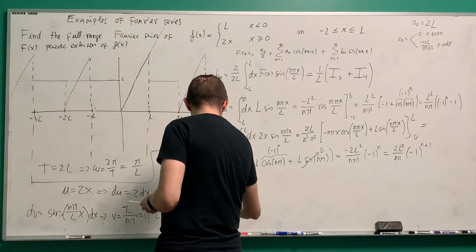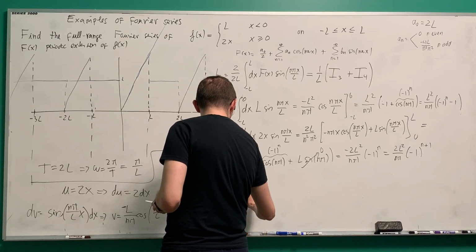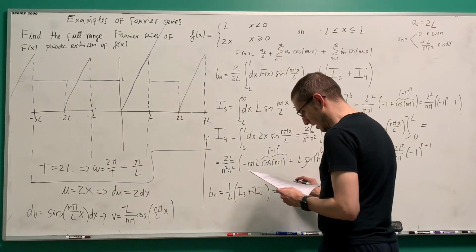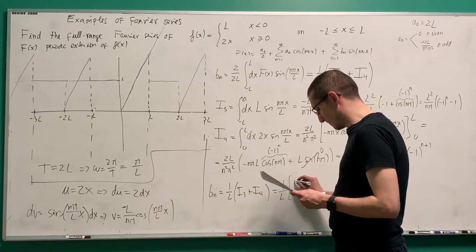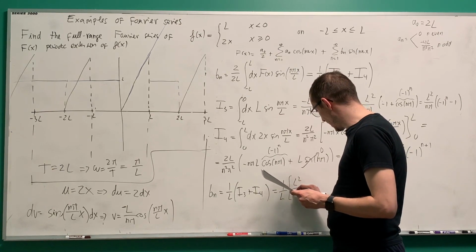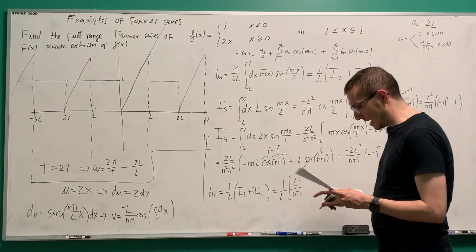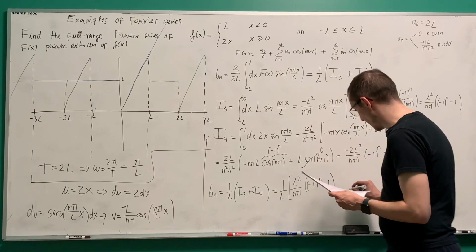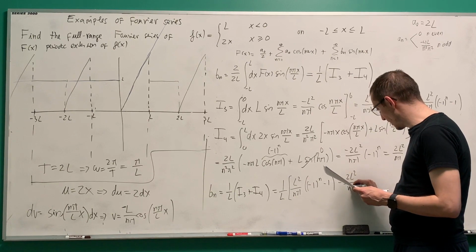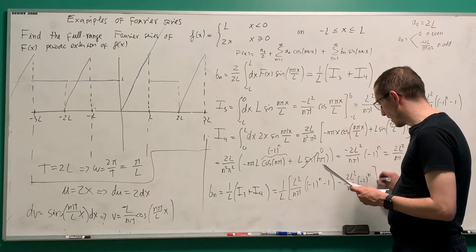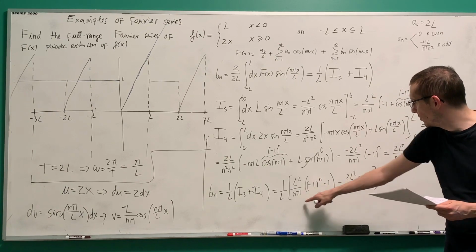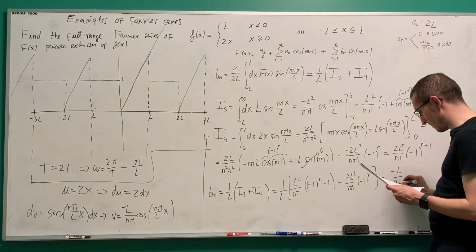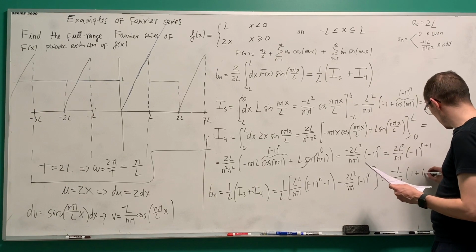Alright, we can now write Bn, which remember is equal to 1 over L times I3 plus I4. Substituting I3 and I4, we get the following: 1 over L multiplying L squared divided by n pi, and that multiplies (-1)^n minus 1, minus 2L squared divided by n pi, (-1)^n. Oh, nice. I can sum together the coefficients of (-1)^n, and what I'm left with is -L divided by n pi, times 1 plus (-1)^n.